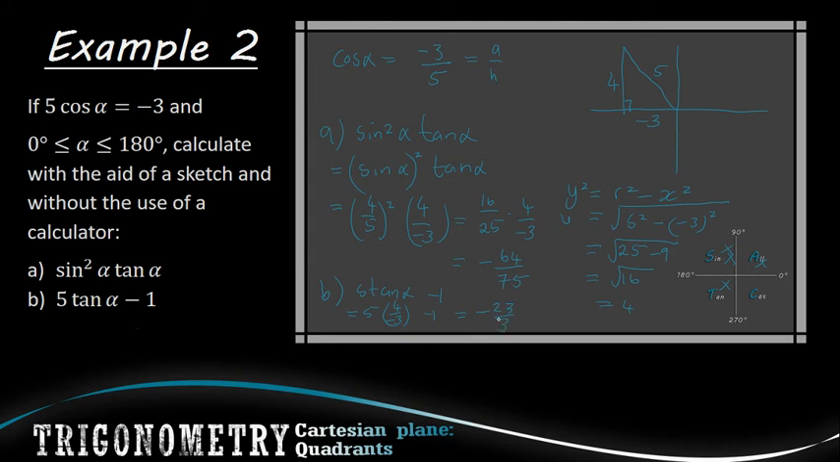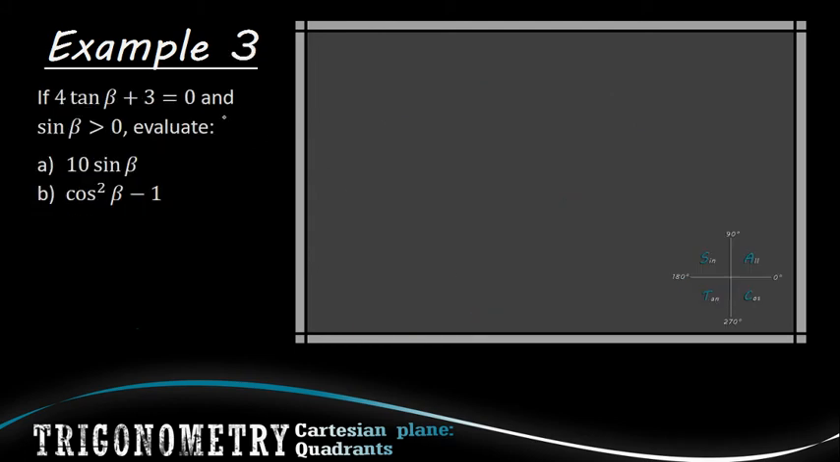-23 over 3. And then finally, for example 3, if 4 tan beta plus 3 is 0 and sine beta is greater than 0, evaluate a, 10 sine beta, and b, cos squared beta minus 1. So first of all, we solve for 4 tan beta plus 3 equals 0. So I take the 3 over. This is then 4 tan beta equals minus 3, and then tan beta is equal to -3 over 4.